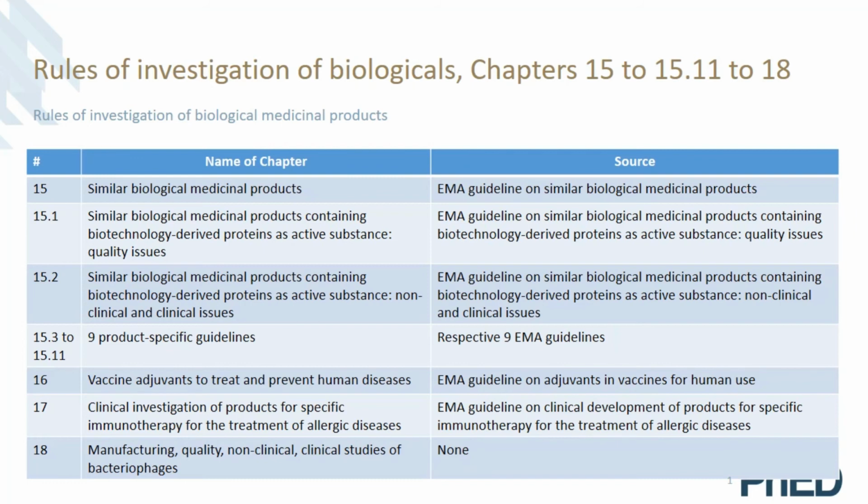Chapter 16 is based on the EMA guideline on adjuvants in vaccines for human use. Chapter 17 corresponds to the EMA guideline on the clinical development of products for specific immunotherapy for the treatment of allergic diseases. And Chapter 18 provides information on manufacturing, quality, non-clinical, and clinical studies of bacteriophages. It has no references to the foreign regulatory guidance documents.